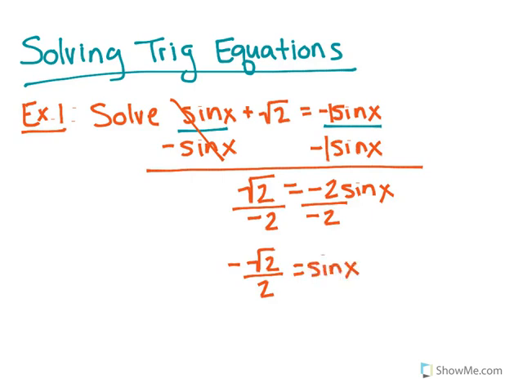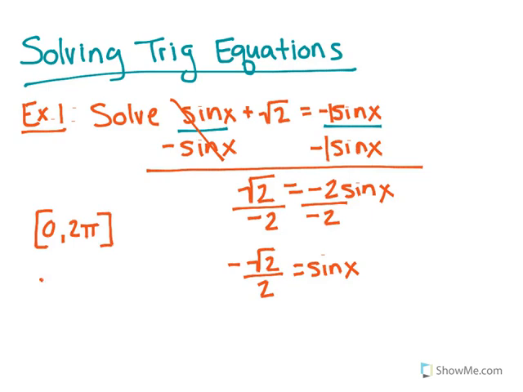And we're going to need our unit circle at this point in time. We want to know where sine x is actually equal to negative root 2 over 2. And that happens to be in a couple different places between 0 and 2 pi. In other words, one full circle. It happens when sine is negative, so we're in the third or the fourth quadrant.